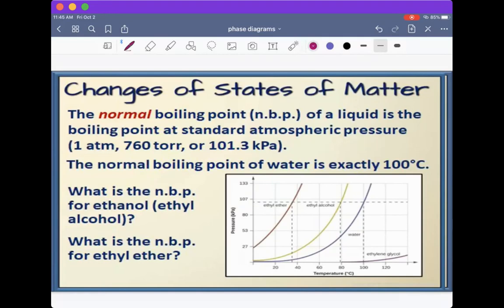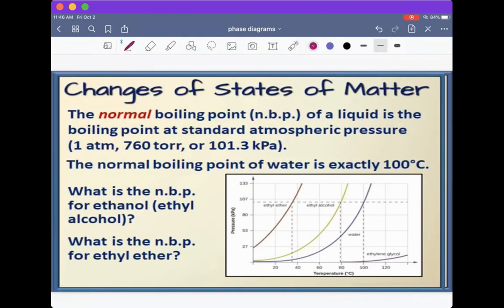1 atm is usually the standard atmospheric pressure at sea level, and as you go up to higher elevations, that number gets smaller. The smaller that number goes, the less temperature is needed to get it to boil. The higher that number goes, the more heat energy it's going to take to get it to change into a gas. So that number is taken at standard atmospheric pressure. We know that the normal boiling point of water is 100 degrees Celsius. We've seen that before.